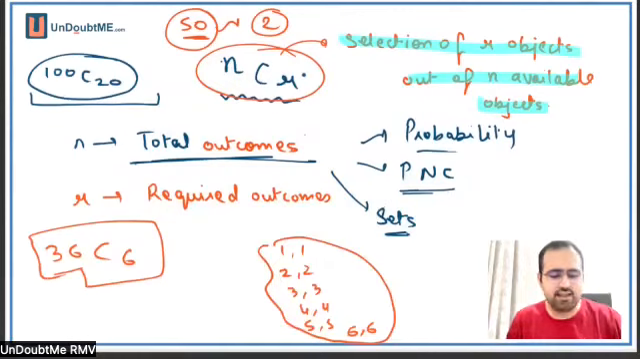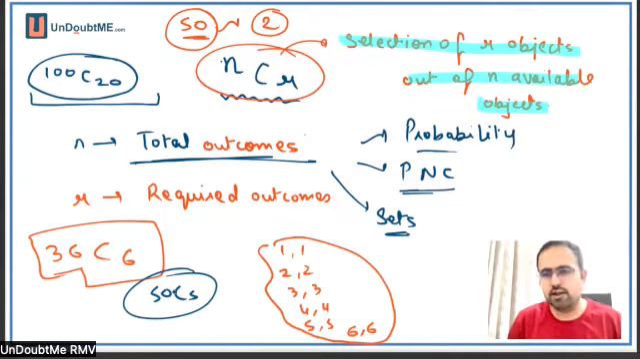I discussed NCR also. What was the meaning of NCR? Selection of R objects out of N objects. When we go for shopping, I want to buy biscuits. I have 50 varieties of biscuits and I want to select 5 out of them. In how many ways will I be able to select 5 out of 50 biscuits? That will be 50C5. That is what we will learn here.